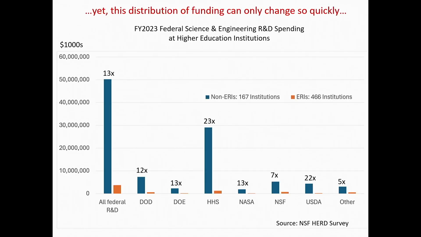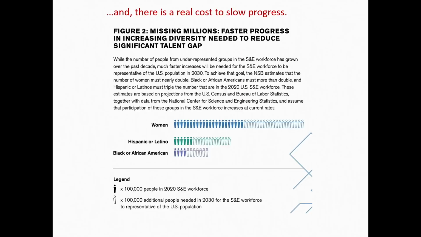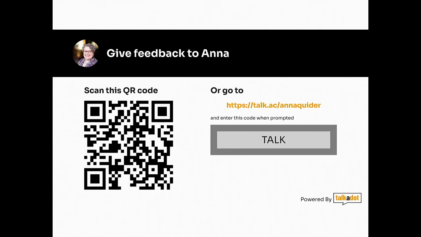But this distribution is only going to change so fast, right? You're not going to move this ship overnight. But there's a real cost to slow progress, and the cost is human. It's also economic, because these are folks that should be working in our innovation economy and contributing their unique and vital perspectives. So, okay, well, that's a feedback thing.